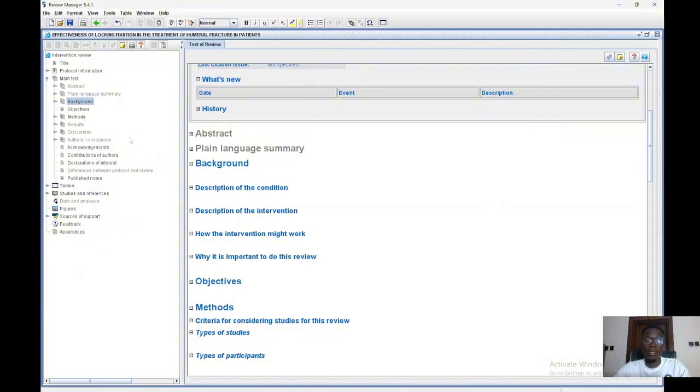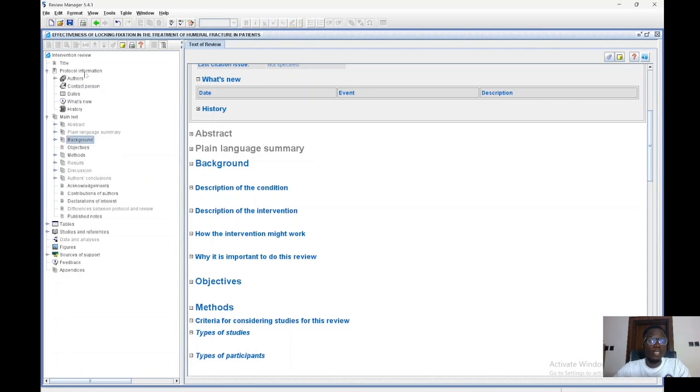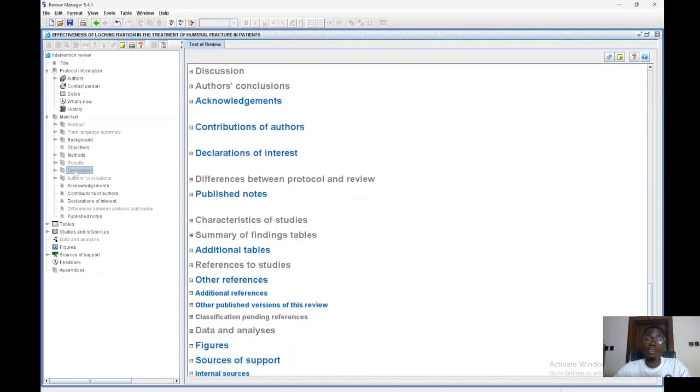Now, if you look at the table, you'll find that here is the protocol information. You'll see that discussion is not clickable. Just think about it as your proposal in your project. You can't be writing the results when you've not finished with your protocol. So that is what this phase is all about.